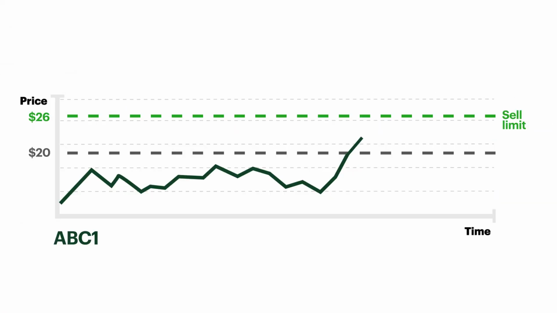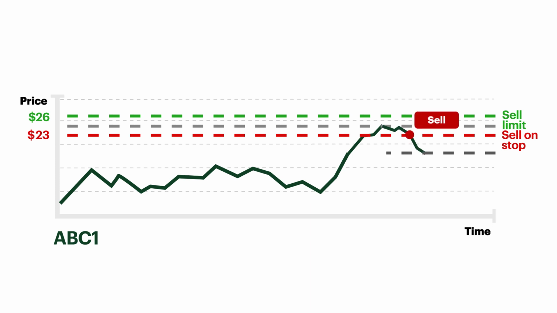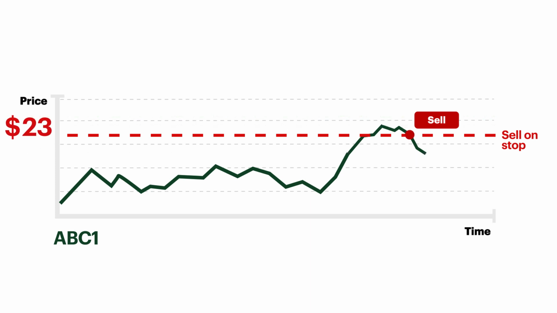A few days later on market open, ABC1 jumps up and is trading at $25. To help minimize your potential for a loss, you change your stop market order to activate at $23 instead of $18. By the end of the day, ABC1 sells off and it closes at $21. Your stop market order activated and you sold your shares at $23. Of course, if the stock bounces back up above $23, we have the potential to make more.